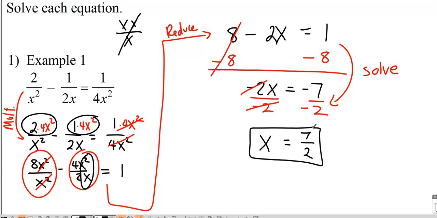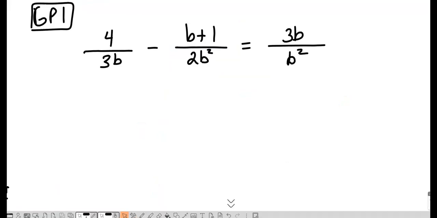So we have an equation over here, right? And we're trying to find out what's the value of x that will make this equation true. And the answer is x is 7 over 2. Okay? So that is our first one there. Let's do another example here. We'll call this a guided practice.